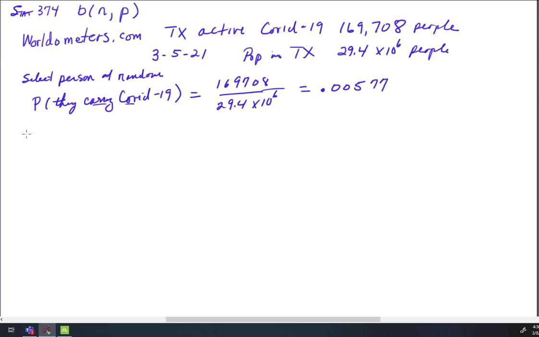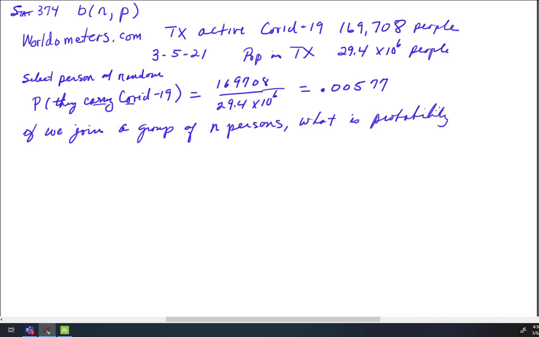Well, then I want to ask this question. If we join a group of N persons, what's the probability that one or more of the N are shedding virus?